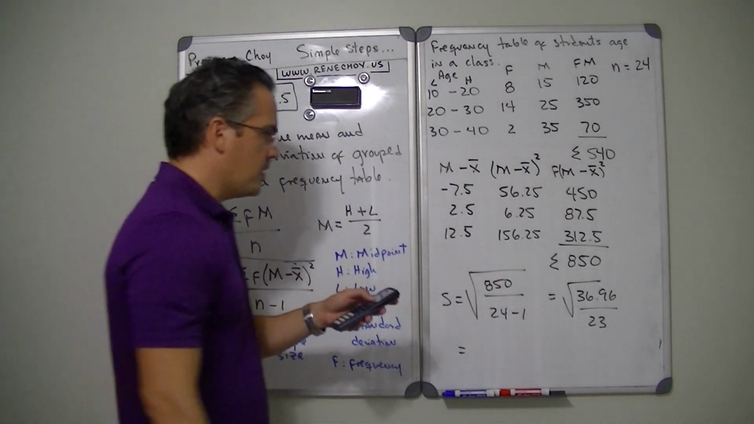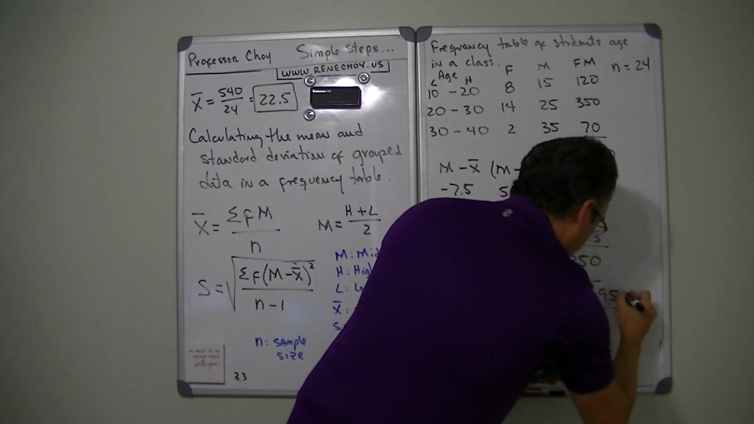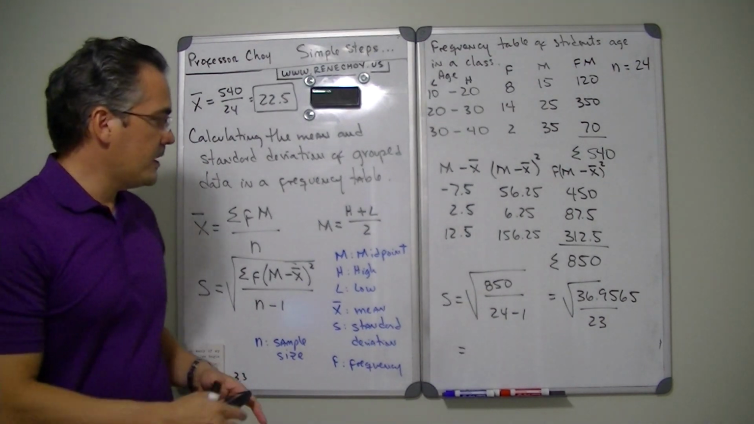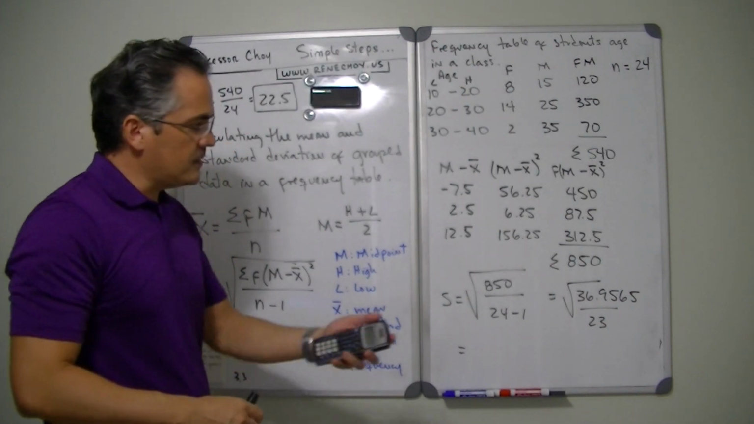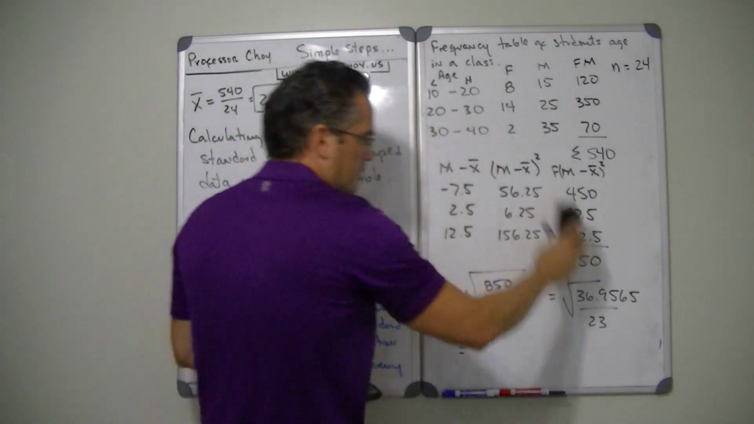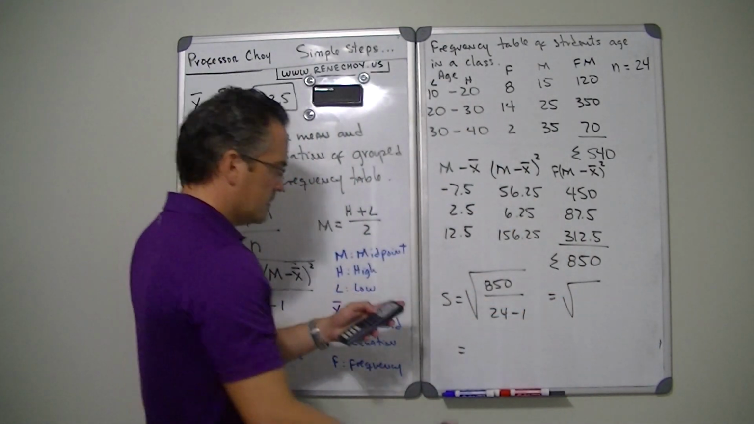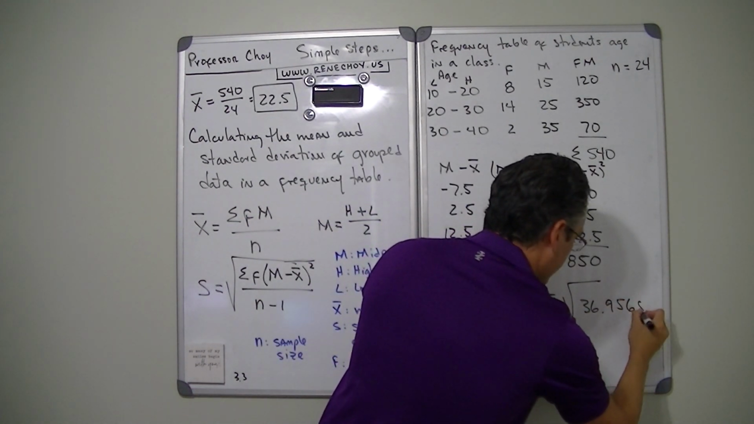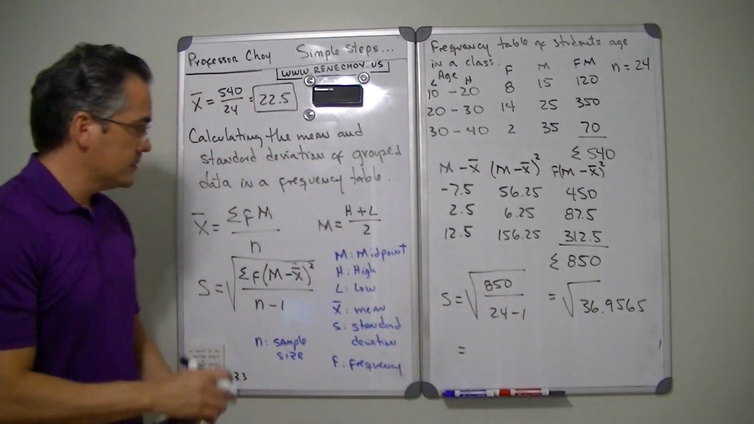Actually, you know what? Let's carry a couple more decimal points here. So we're going to carry a few more decimal points there, so that we can make sure we get the right answer down here. No, sorry. What I have here is already the answer. Yes. So this is 36.9565. There you go. Okay, now I have to find the square root of that.